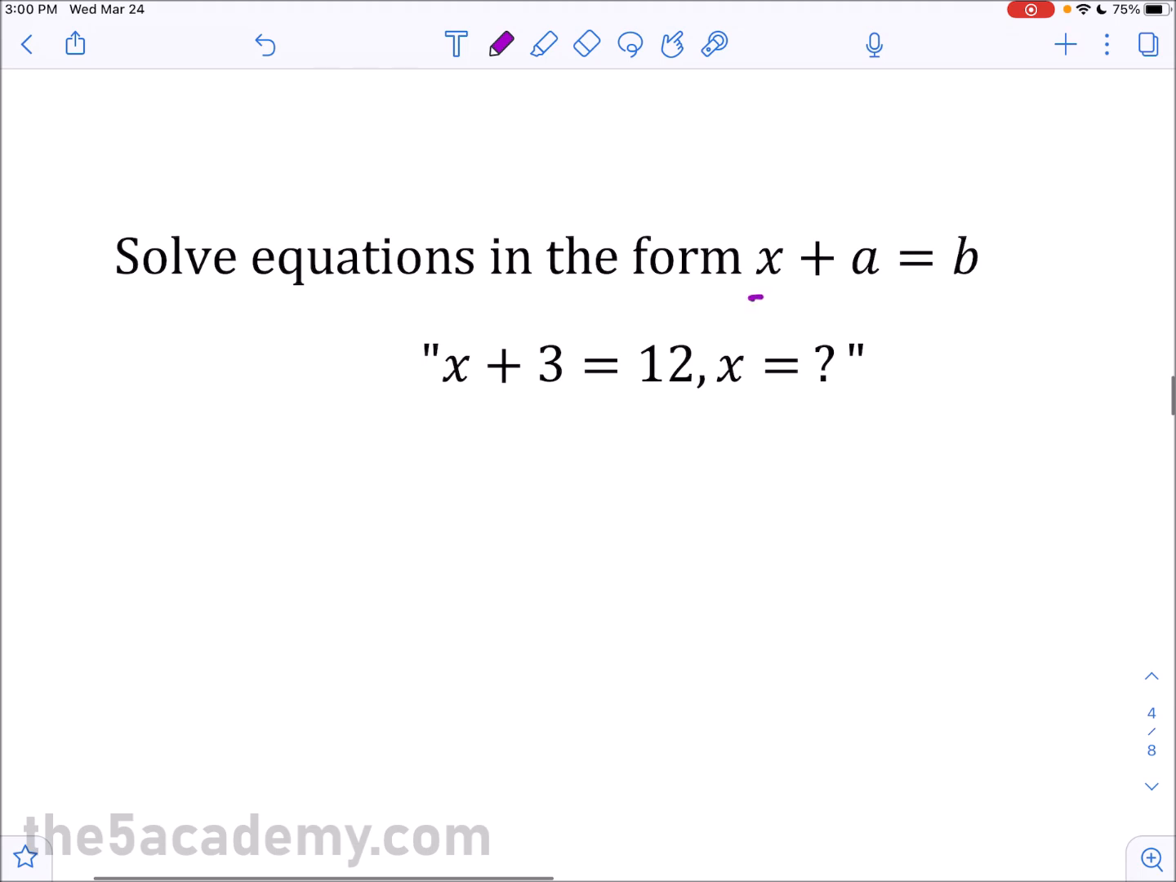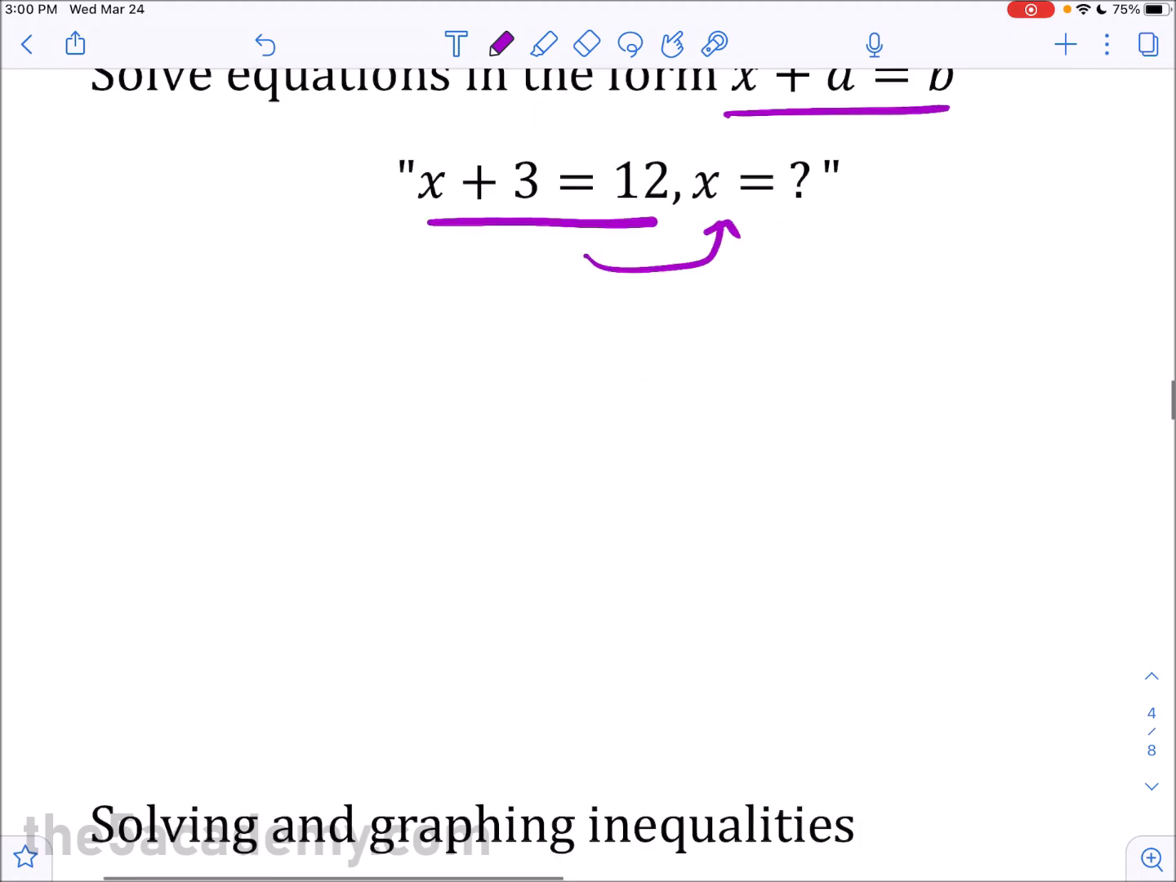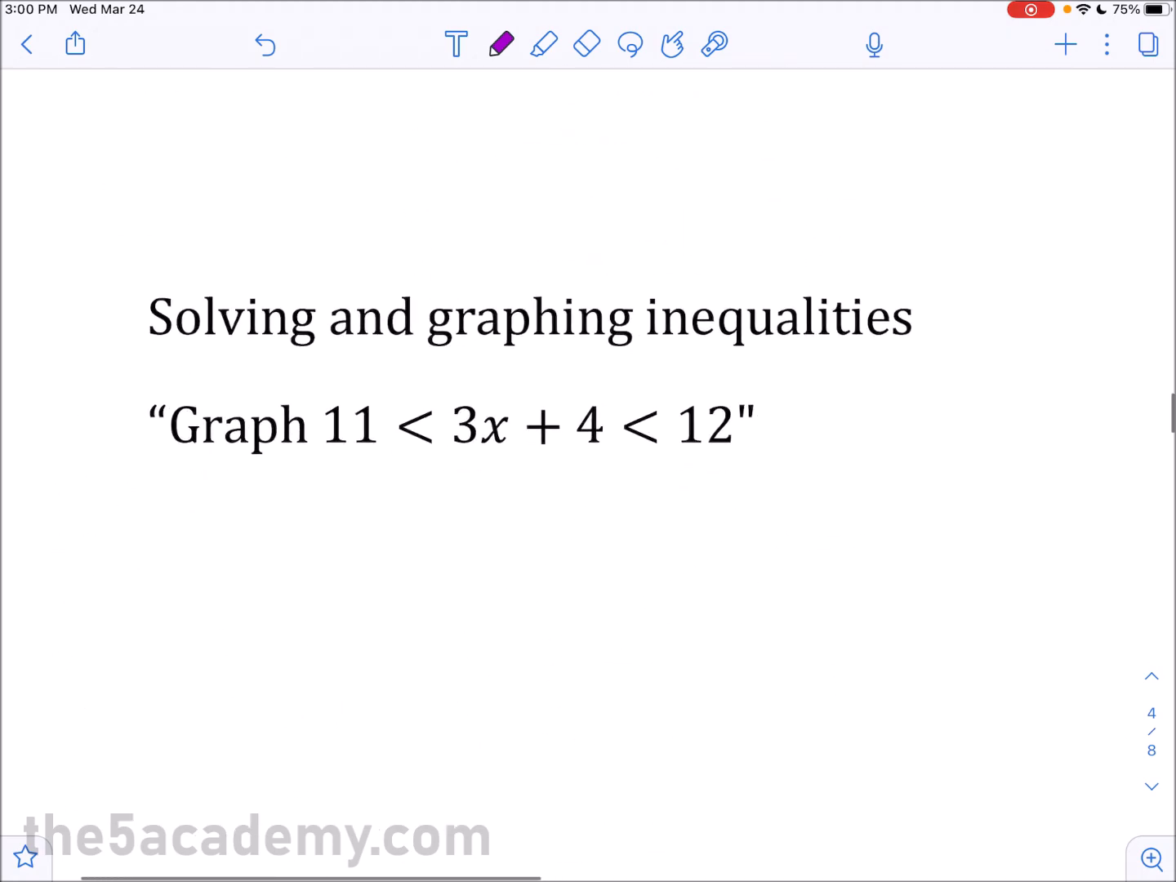Solve equations in the form this right here. This is kind of straightforward. If I give you this equation, you need to solve for x. Not too much to add there. It's just arithmetic.